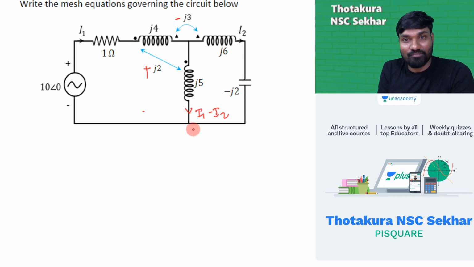Now focus on this. This is negative coupling. Done. Now you need to immediately identify this first, then only anything else. Once you get the coupled circuit, you need to identify positive coupling and negative coupling, then you'll go further.